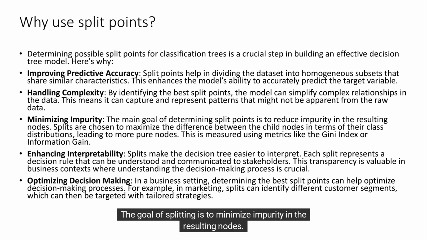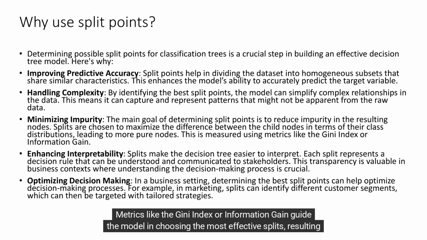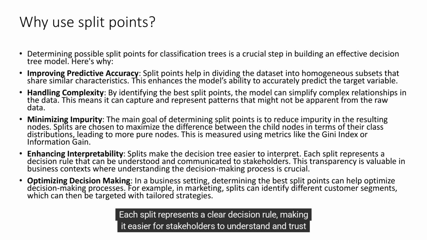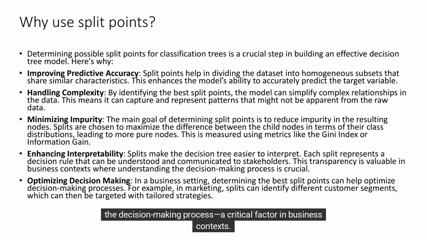The goal of splitting is to minimize impurity in the resulting nodes. Metrics like the Gini index or information gain guide the model in choosing the most effective splits, resulting in more distinct and pure child nodes. Split points also enhance the interpretability of decision trees. Each split represents a clear decision rule, making it easier for stakeholders to understand and trust the decision-making process, a critical factor in business contexts.